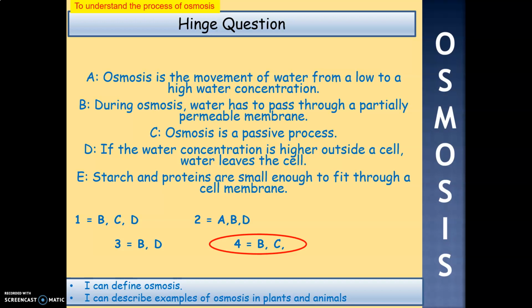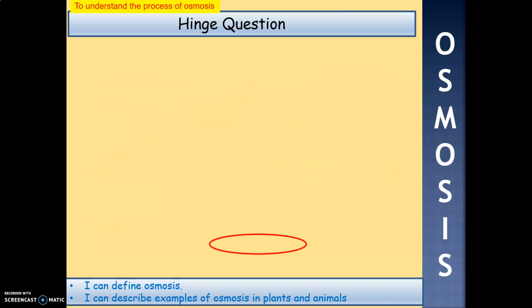D, if the water concentration is higher outside a cell, water leaves the cell. Not really. So water will do what? Enter the cell. Amazing. Excellent. Starch and proteins are small enough to fit through a cell membrane. Absolutely false, because starch and protein are large molecules. So for absorption to occur, the starch and protein must be broken down into smaller molecules. So from starch, we have, say, glucose, for instance, and from proteins, we have amino acids. Okay, excellent. Well done.